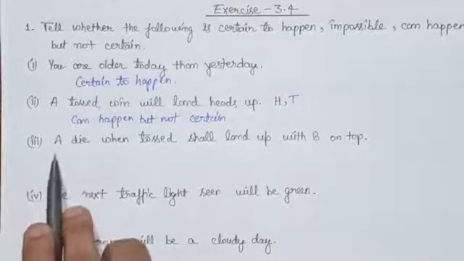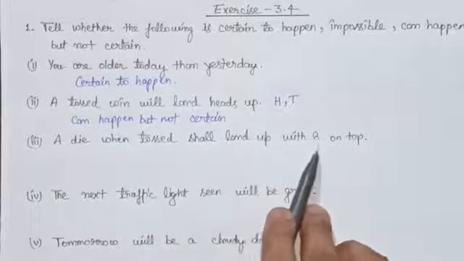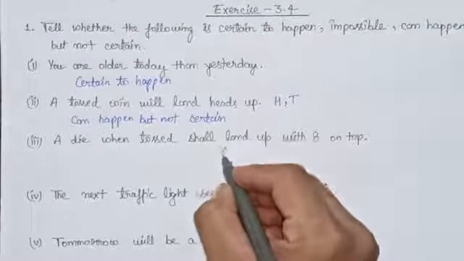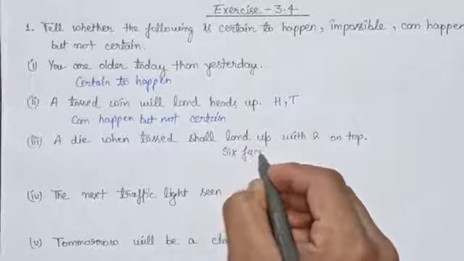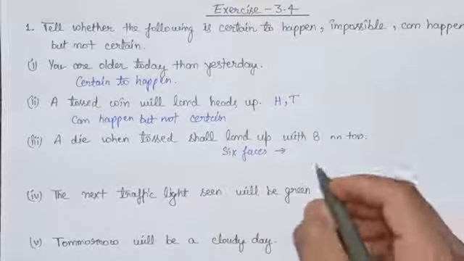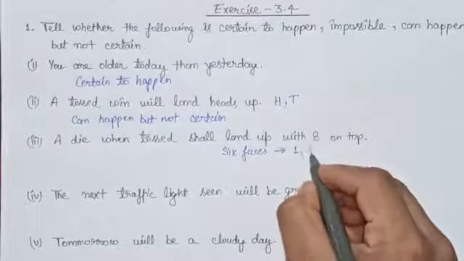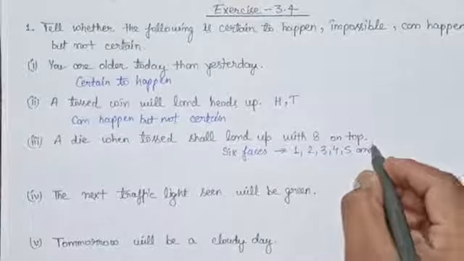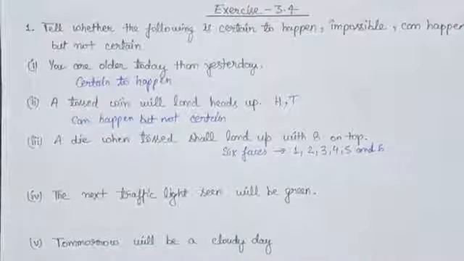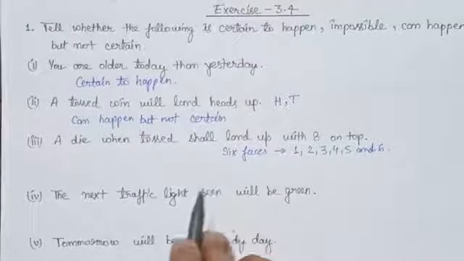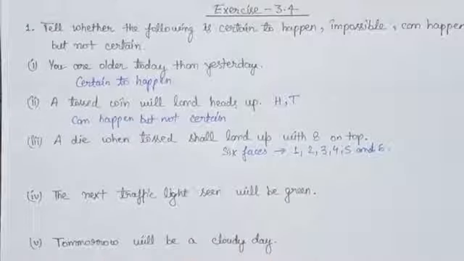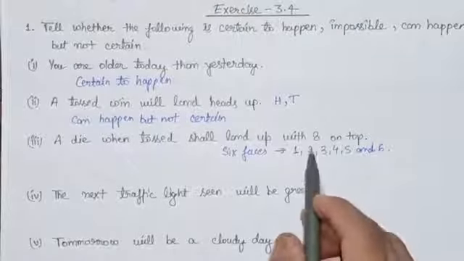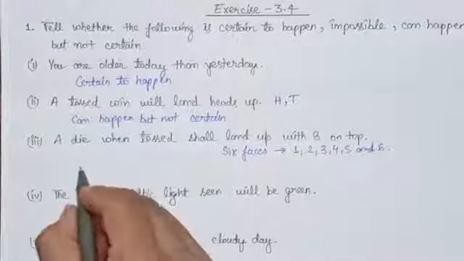Our third statement is a die when tossed shall land up with 8 on the top. So students, a die has 6 faces, and on each face there is a number starting from 1, 2, 3, 4, 5 and 6. That is, there is no number like 8 on any face of the die. So it is not possible that when we toss a die it will land up with a number 8 on the top. So it is impossible.